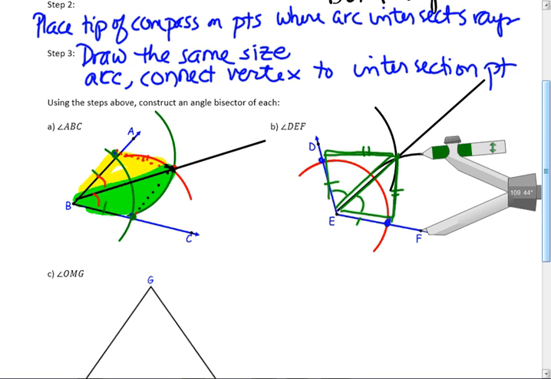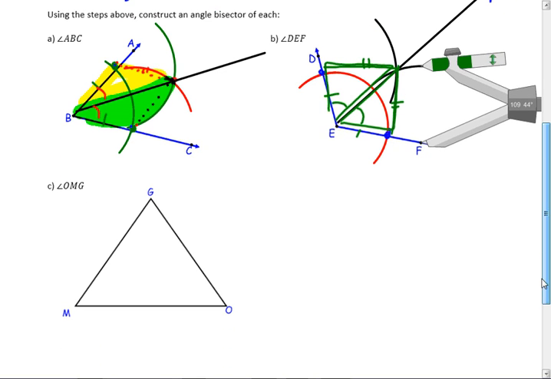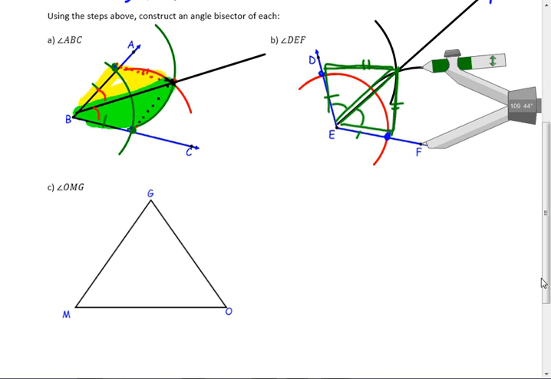Here's the compass. Here's the thing. When you create new arcs, you will create more points. That's my rule of thumb: if I don't know what else to do, I'll put it on one of the new points I created. Now, I only want angle OMG. What's the vertex for OMG? Name it with one letter. Angle what? M. So I'm going to do this one. I want to bisect that one.